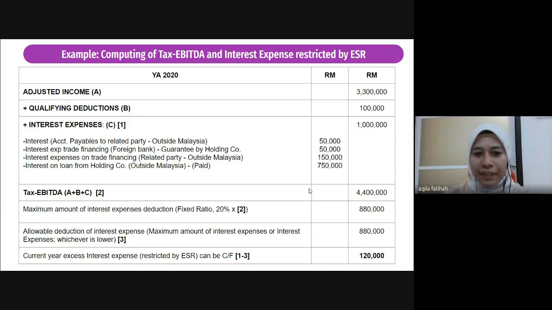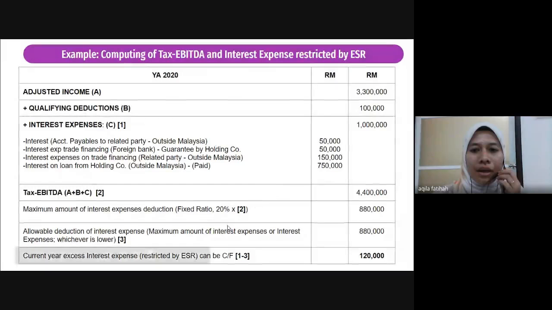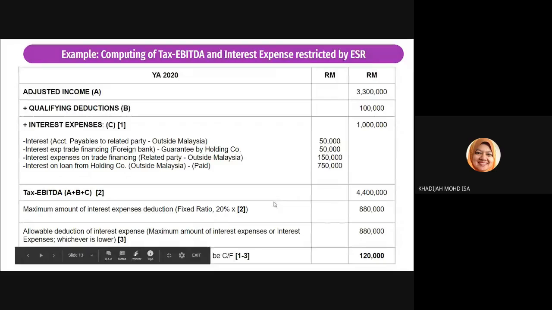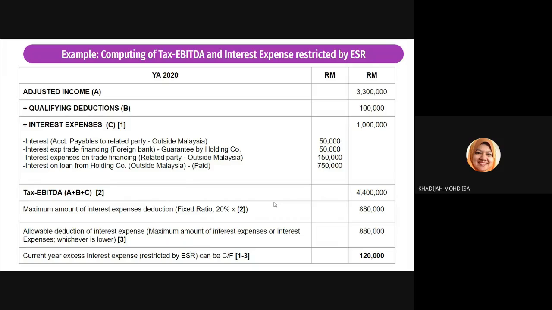Alright, in arriving at adjusted income, you start from profit before tax, you add or subtract adjustments, right? So in arriving at the adjusted income of 3.3 million, how much was the interest expense deducted? 1 million. Because the restriction has not been applied yet. Okay, in arriving at adjusted income, you allow 1 million.